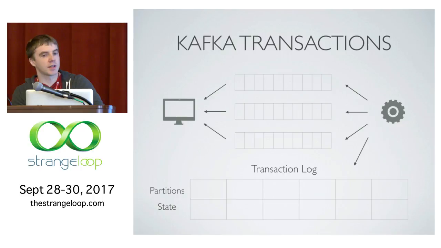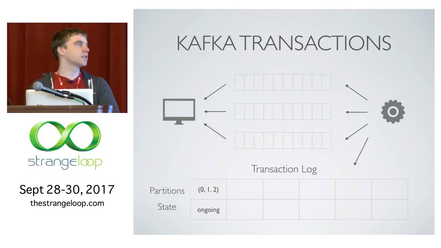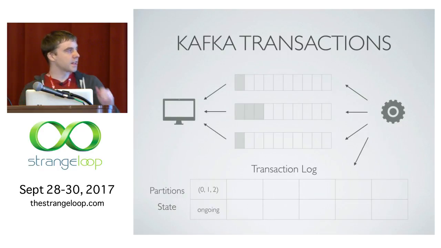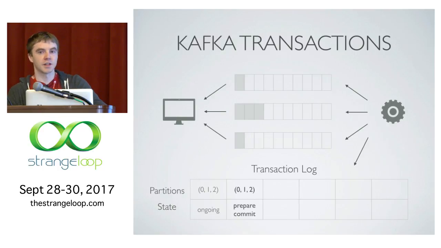OK, so now we can try this again. Before we write any data to the partitions, we send a message to the log saying that we have a transaction, it's ongoing, and it's including these 3 partitions. We write the data. As soon as we're ready to commit, we write that marker. Now, after that prepare commit marker is in the transaction log, it means basically that we're doomed to commit eventually.